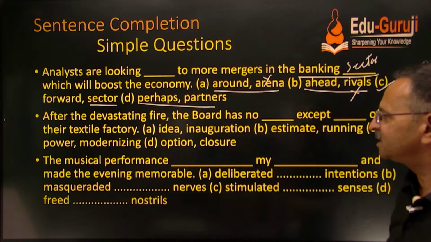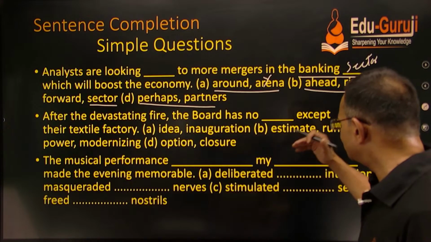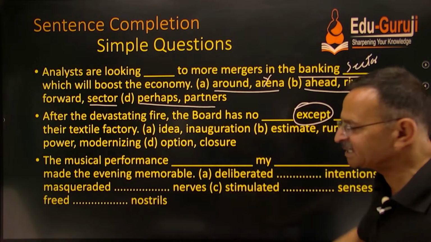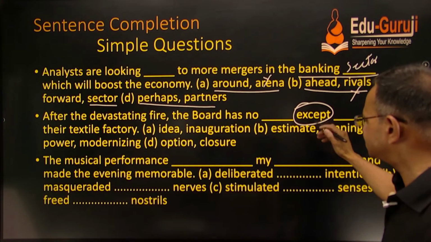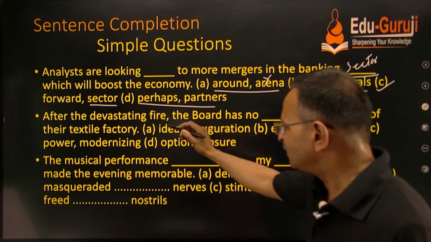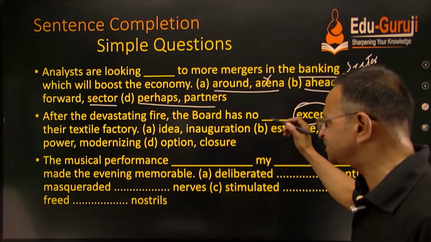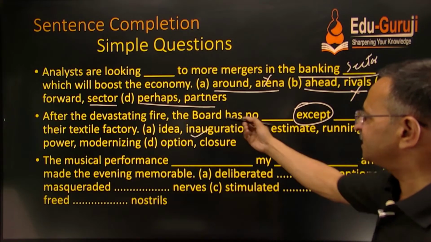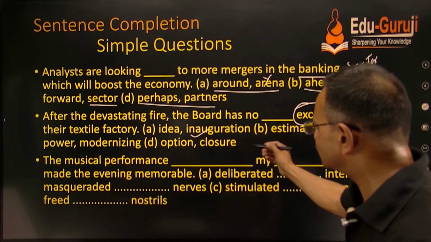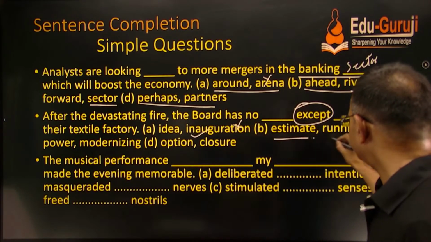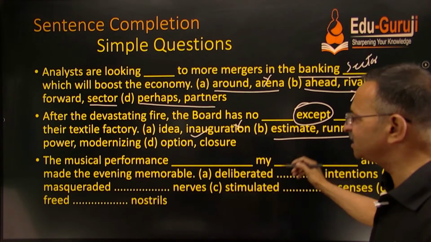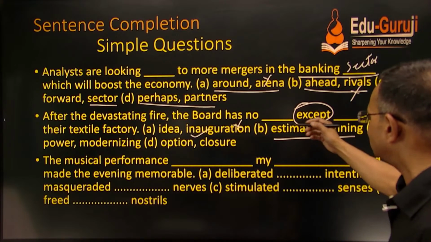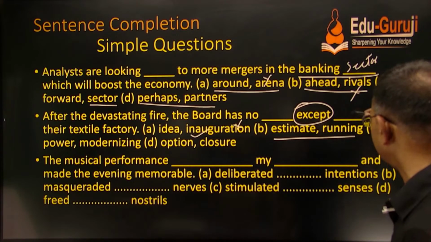After devastating fire, the board has no except of their textile factory. Now again, you can see there is a word has come, except. That means without it. So after devastating fire, the board has no, let's see, what is the idea, inauguration? Obviously, we're talking about devastating fire, so we cannot think of this. Estimate and running. So estimate means to guess, to make calculations. So obviously, no estimate except for running, no.